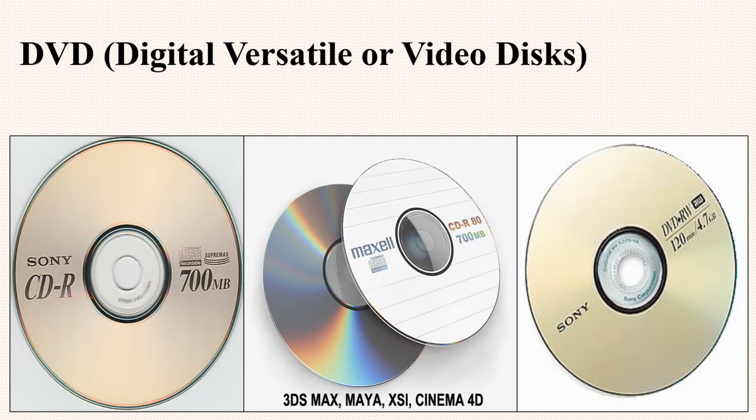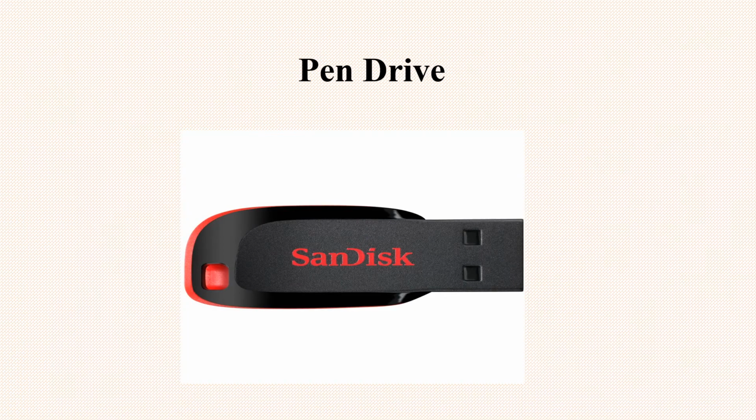Now after this, this is the DVD or the CD. All the images are of DVD or CD; only the memory capacity is different here. Many of us are already using them, so we know. Then this is the pen drive. What is the advantage of the pen drive? It is removable, and it is portable. Portable means we can carry it anywhere.